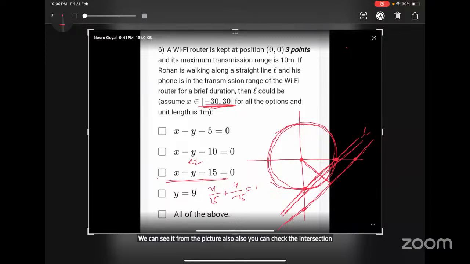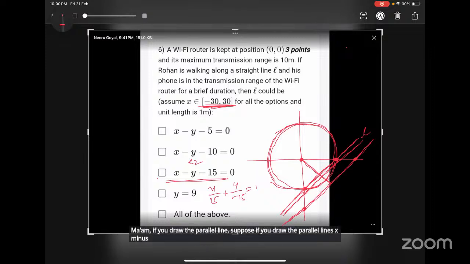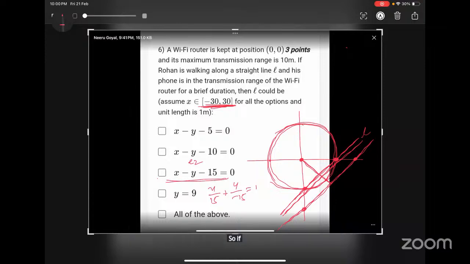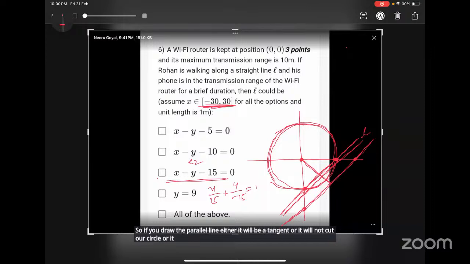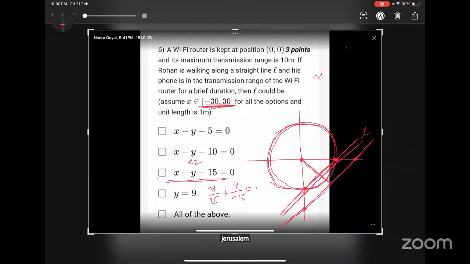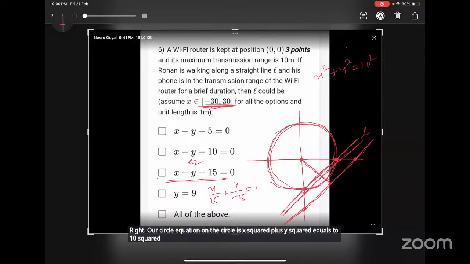Ma'am, suppose you draw the parallel lines, x minus y equal to 10 or x minus y equal to n. So all the lines would be parallel. So it may cut the circle. If you draw the parallel line, either it will be a tangent, or it will not cut our circle, or it will cut the circle at two different points, right? Yes, ma'am. The equation of the circle is x square plus y square equals 10 square. So we can take the intersection of these two lines, right?